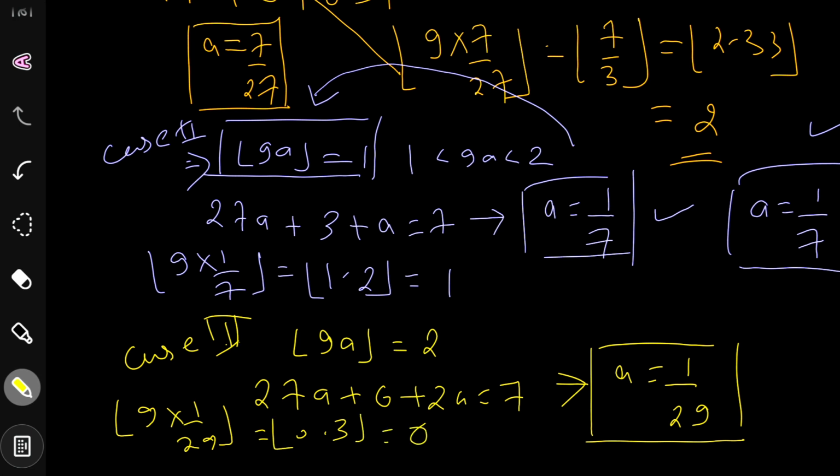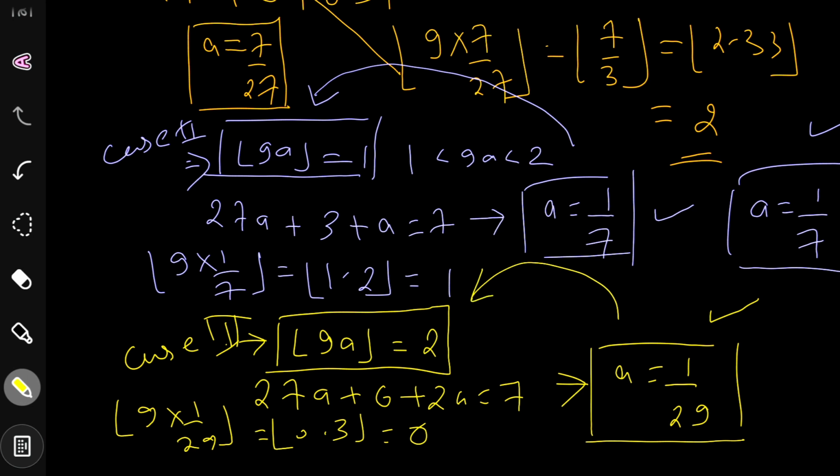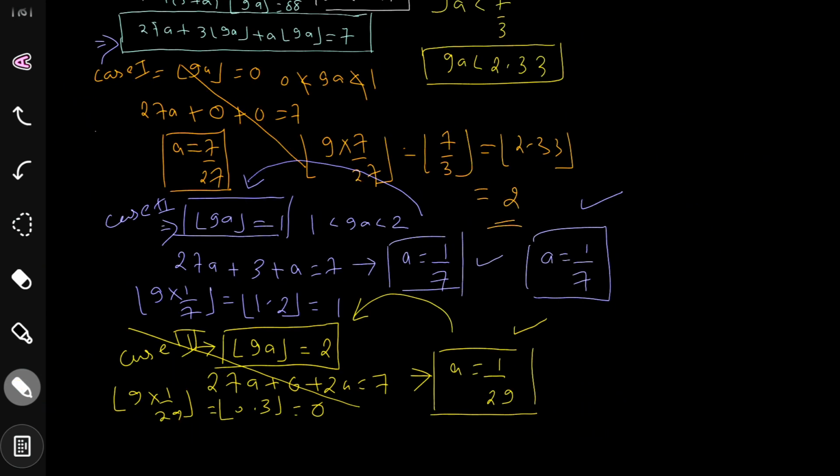So we can see that when we take floor value of 9 times a equals to 2, we obtain a value for a. Now for that same value, this floor bracket is not giving us 2, it is giving us 0. Hence it is a contradiction. So we cannot take this particular case also. So we can see that out of these 3 cases, only one case is correct. Rest of the 2 is a contradiction.